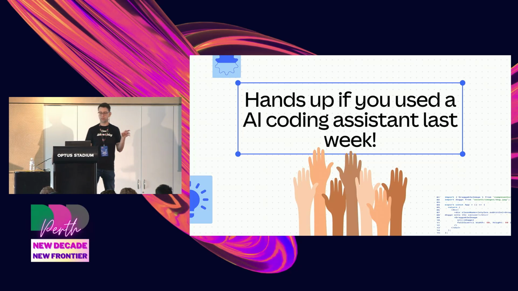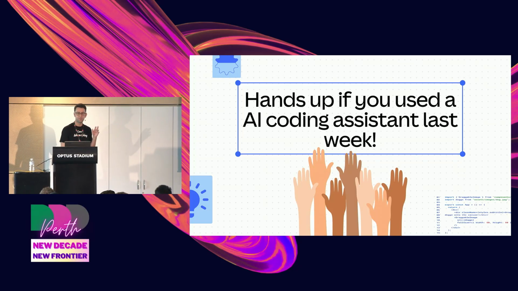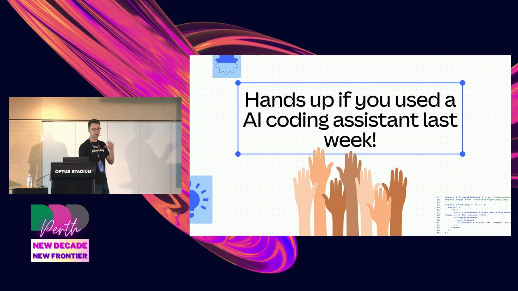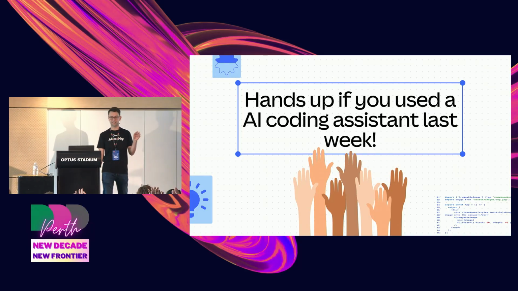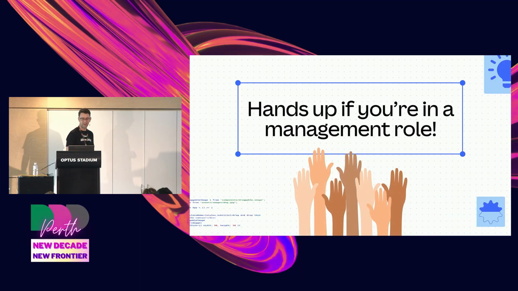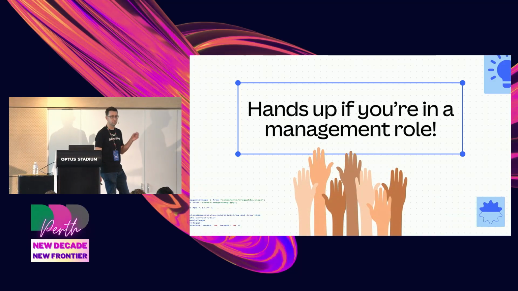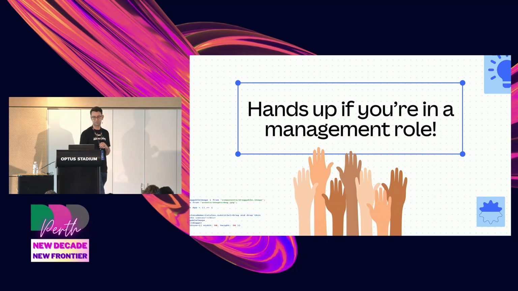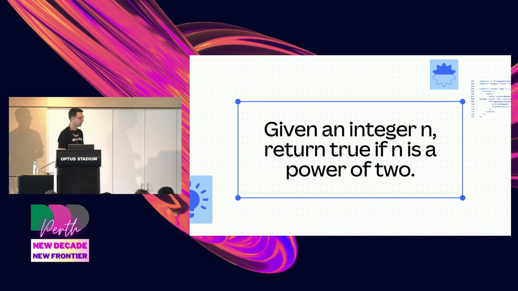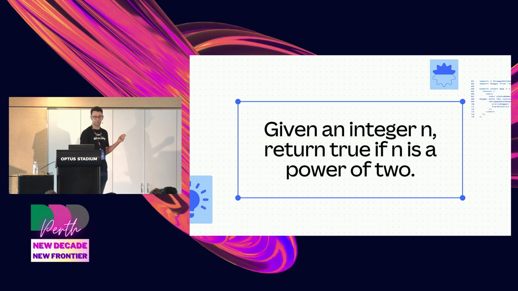Before we start, a quick show of hands. In the last week, how many of you have used an AI coding assistant like Copilot, Claude Code, or Cursor? So it's pretty much everyone at this point. And also, hands up if you're in a management or a role where you're making decisions about hiring. Okay, so a couple of people. Let me describe a problem that we're all facing.